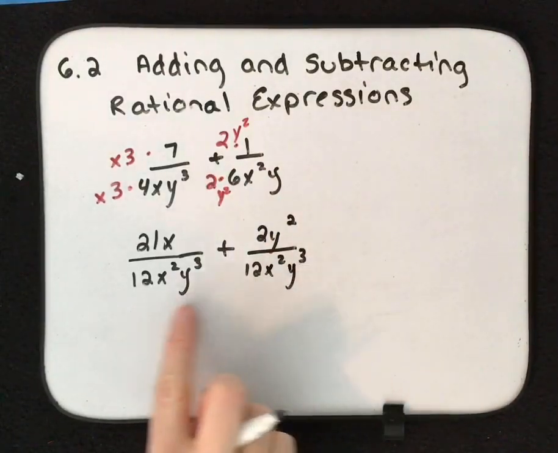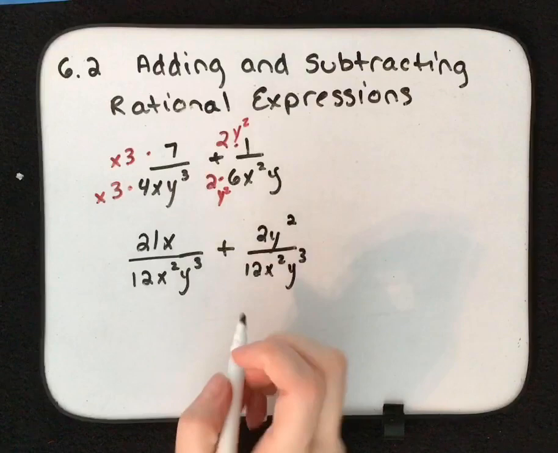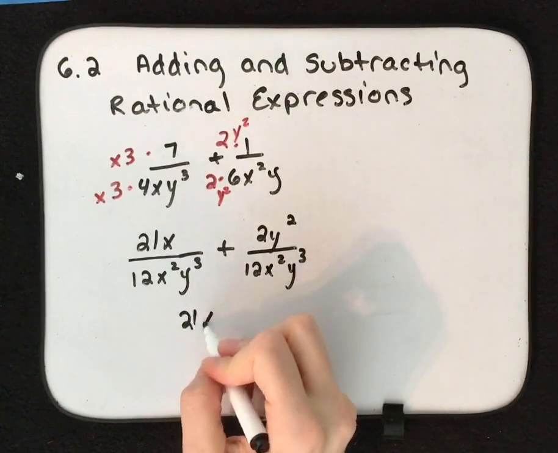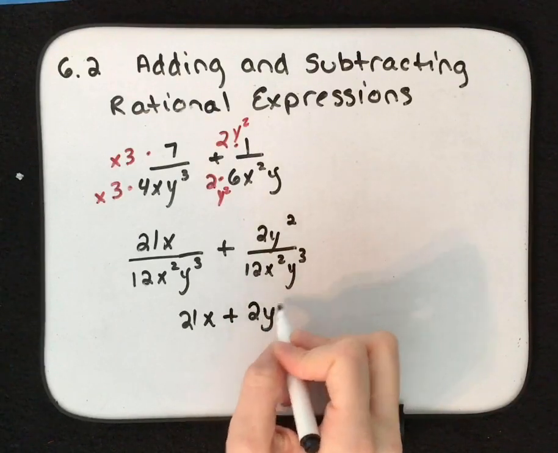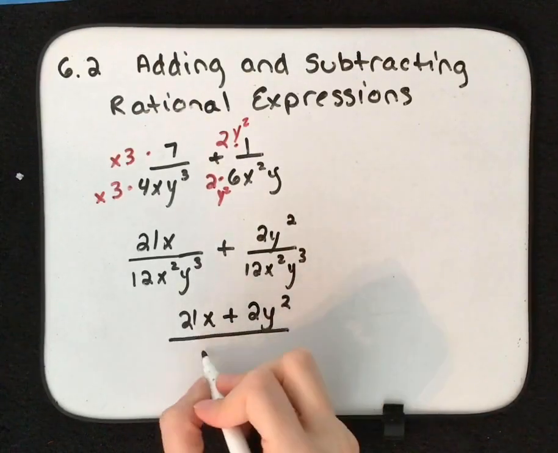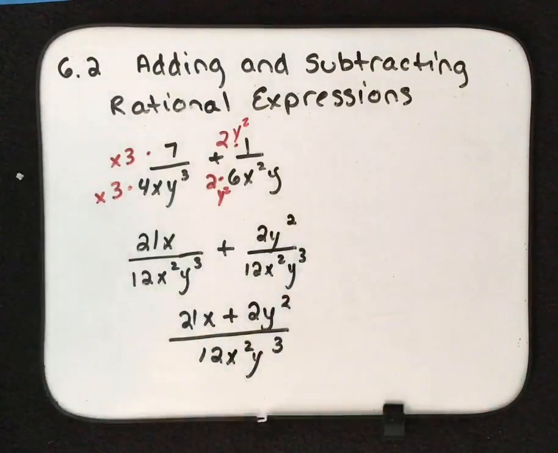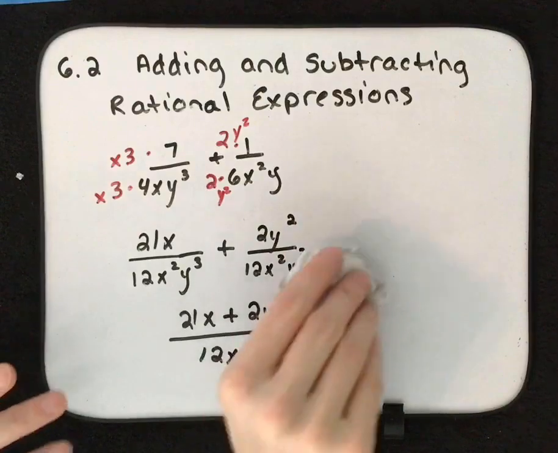Now I have common denominators, so that means I can add in my numerator, so 21x plus 2y squared, and put that all over my common denominator of 12x squared y to the third, or y cubed. It doesn't look like there's anything I can factor out of the numerator or the denominator, so that would be finished. Let's try again.